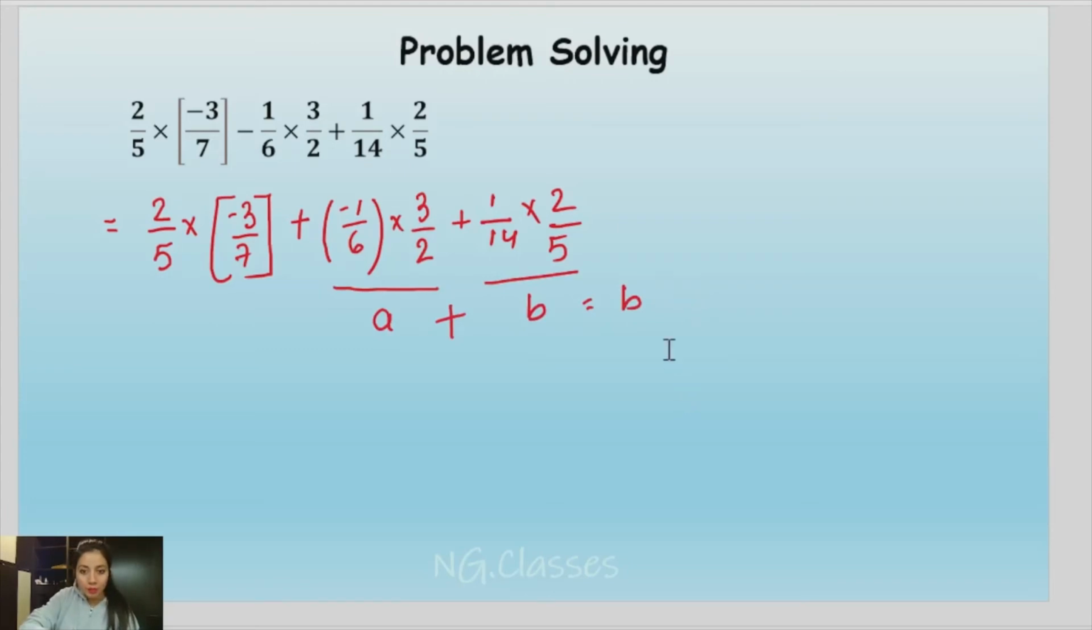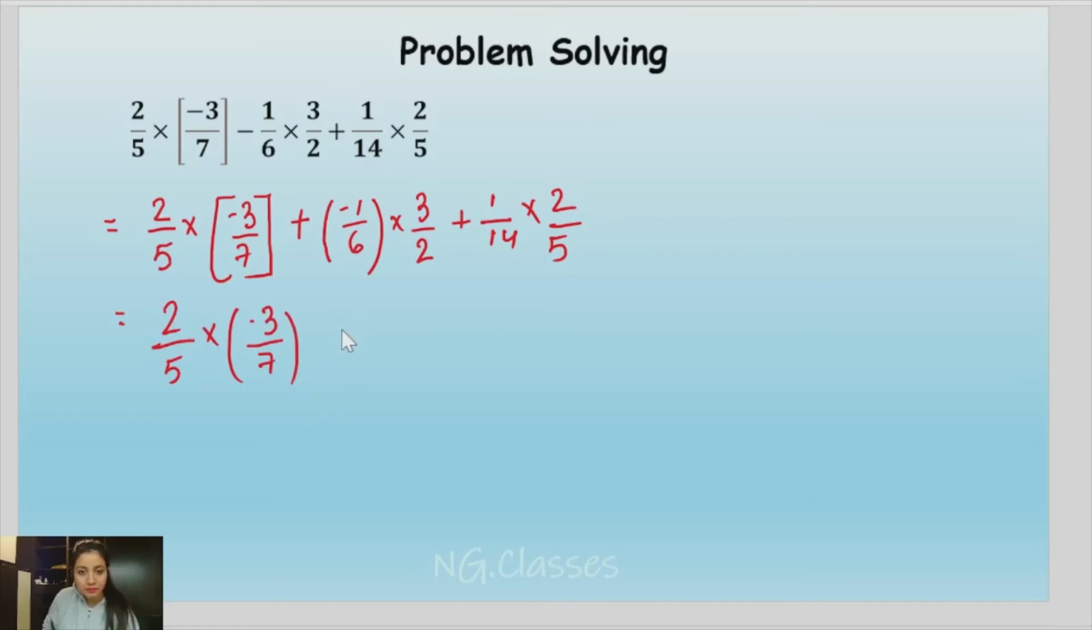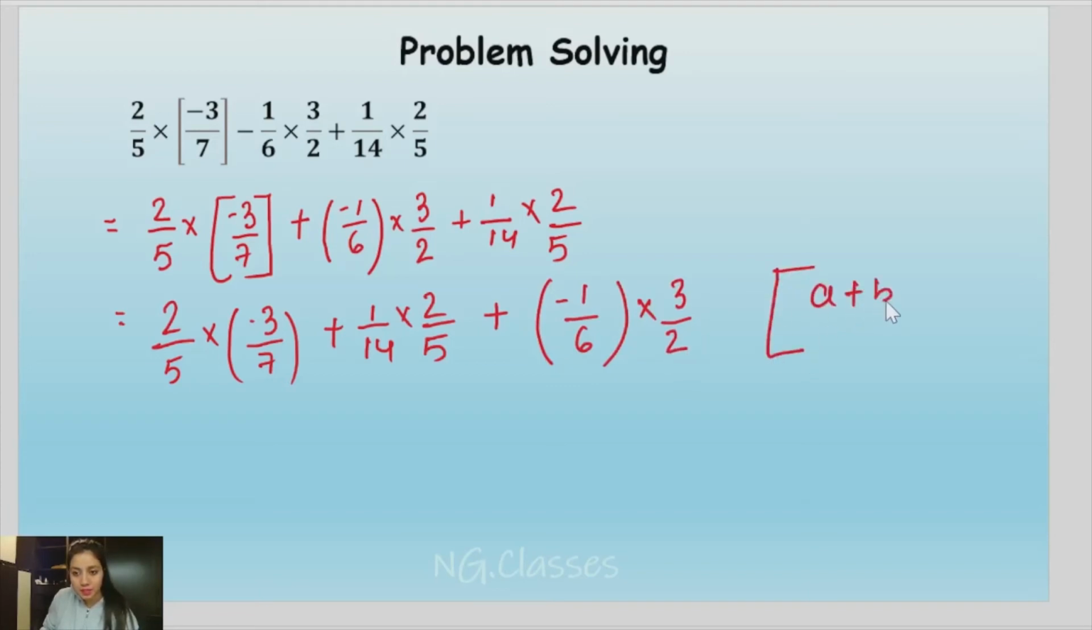So we can apply the commutative property here and write 2 by 5 multiplied with minus 3 by 7 plus 1 by 14 into 2 by 5. I am writing this term here, and minus 1 by 6 into 3 by 2. What I did, I applied the commutative property: A plus B is equal to B plus A for rational numbers.